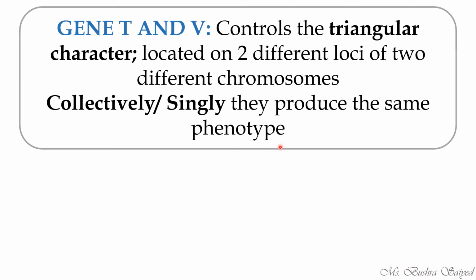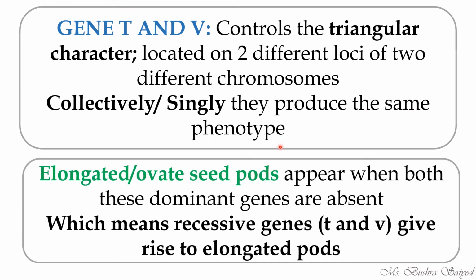What if the dominant genes are absent? Then there will be the presence of recessive genes. That recessive gene will give rise to elongated or ovate seed pods or seed capsules. Which are the recessive genes? We know that small t and small v will be the recessive genes which will give rise to elongated or ovate pods or fruit seed capsules.